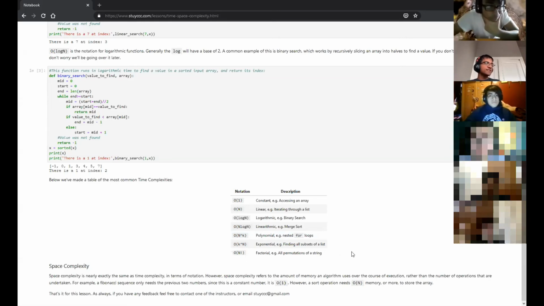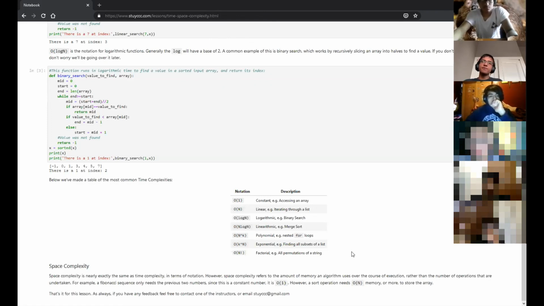Finally, space complexity. If you understand time complexity, space complexity is nearly identical. Space complexity is basically just how much memory an algorithm takes over the course of its execution. So instead of counting how many operations an algorithm takes on its input size, we're actually saying how much memory in the computer the algorithm takes depending on its input size.